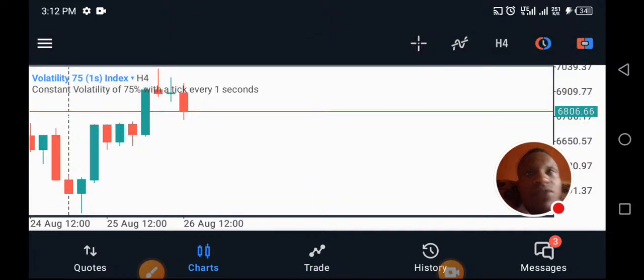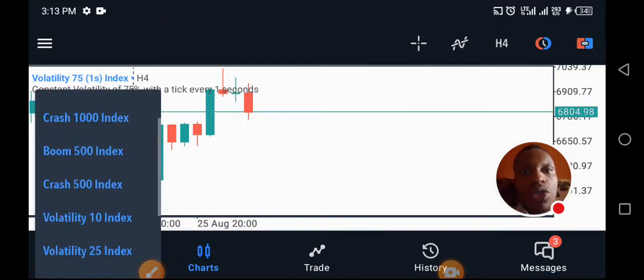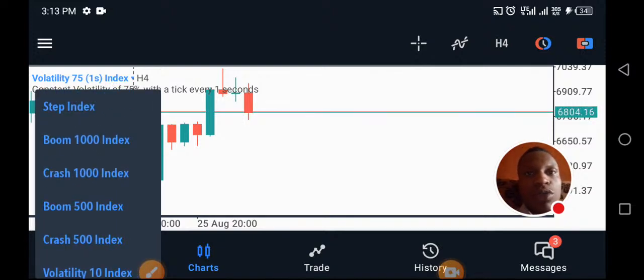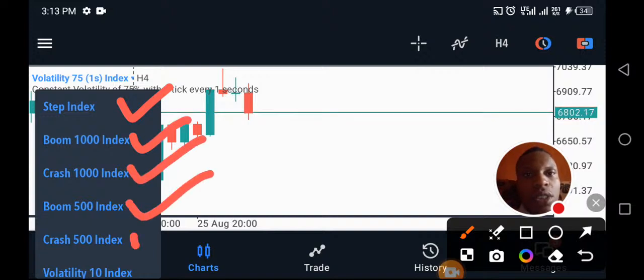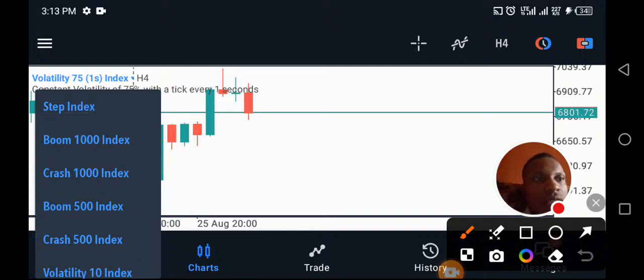Okay, this is VIX 75, so I'm going to change that. I don't know which of the markets we should make use of. Is it possible if you can let me know in the comment which of the markets we should make use of? We have the step index, the boom 1000, crash 1000, boom 500, crash 500, and VIX 10 index.